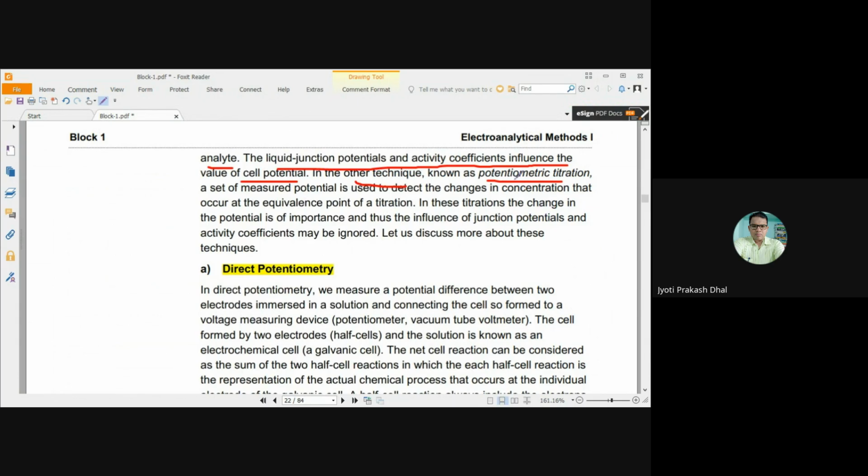In potentiometric titration, a measured potential is used to detect the change in the concentration that occurs at the equivalent point of a titration. In these titrations, the change in the potential is of importance, and thus the influence of junction potential and the activity coefficient may be ignored.